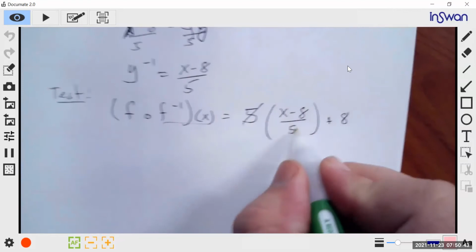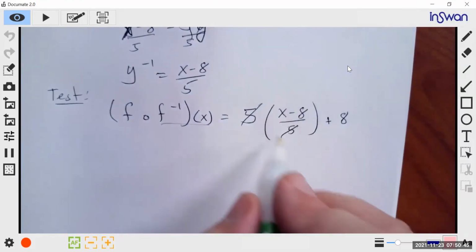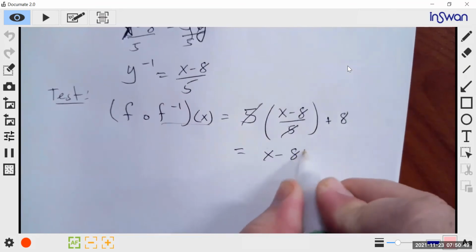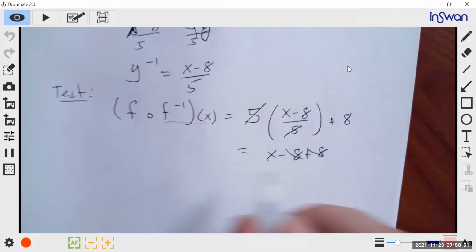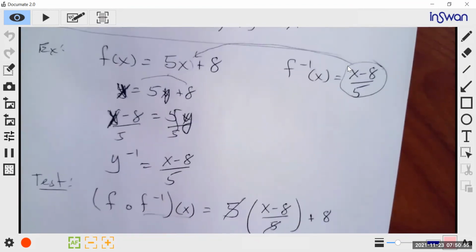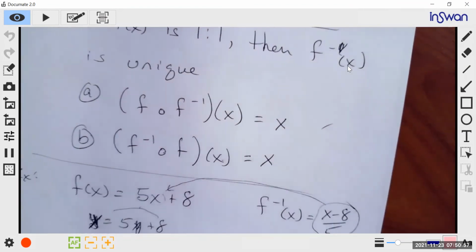Simplify. The 5's cancel. Before you multiply, you can always reduce first. So we have x minus 8 plus 8. The 8's cancel. We have x. Check. That's the first one checked.